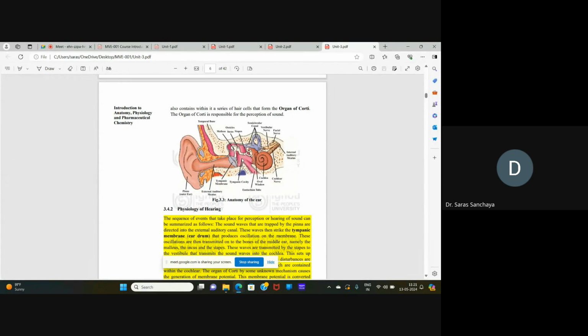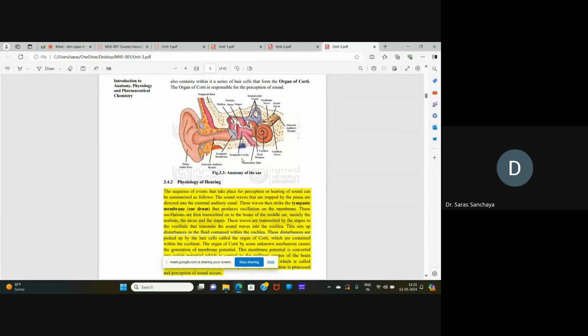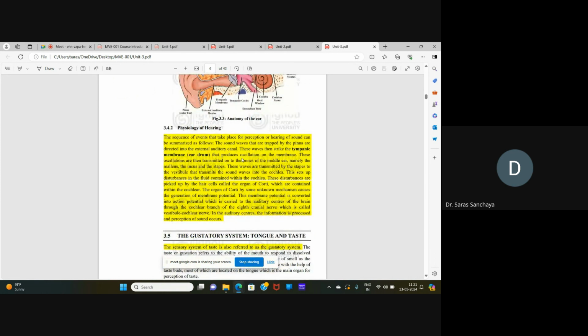Now we come to the physiology of hearing. The sequence of events that take place for perception of hearing of sound can be summarized as follows. The sound waves that are trapped by the pinna are directed into the external auditory canal. These waves then strike the tympanic membrane, the eardrum, that produces oscillation on the membrane. These oscillations are then transmitted onto the bones of the middle ear, namely the malleus, incus, and stapes. These waves are transmitted by the stapes to the vestibule that transmits the sound waves into the cochlea. This sets up disturbances in the fluid contained within the cochlea.